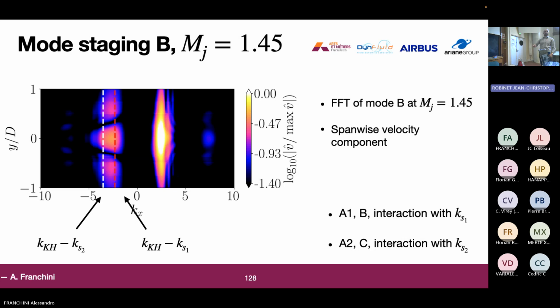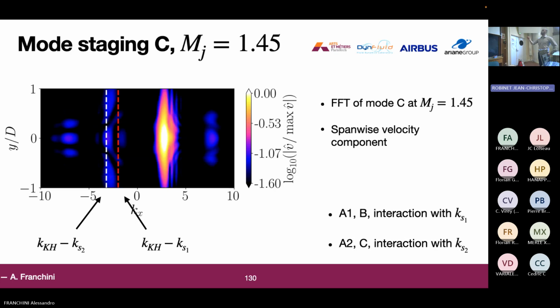Here, these FFTs are now done, since the modes are flapping, with the radial component of velocity, so the span-wise component of velocity, to have this FFT distribution. And so here we can say that it's actually the interaction with the KS1. If we take now the mode C, here we actually see that the interaction seems nearer this KS2 peak, and it's actually the one that is experienced in experimental data.